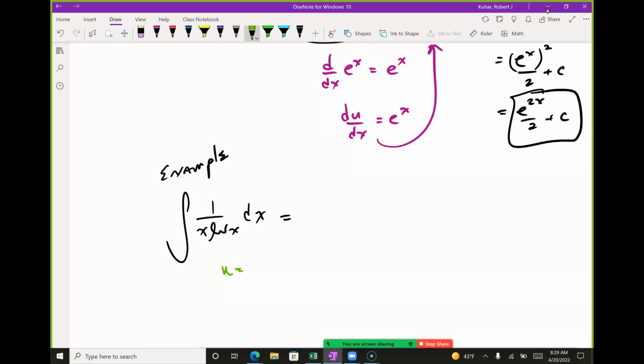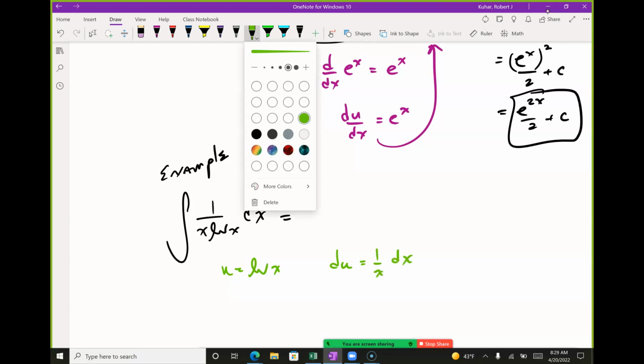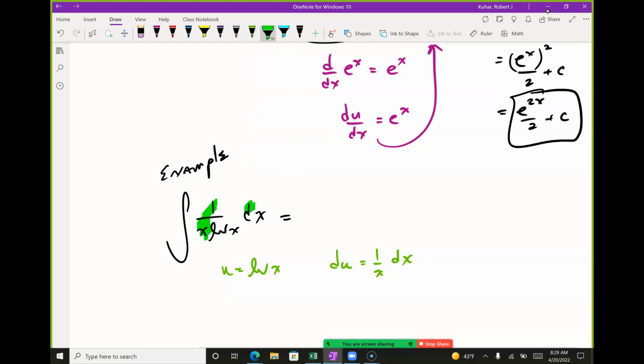Got it. ln x? Yep, ln of x. What's the derivative of ln of x? 1 over x. Good, 1 over x dx. Do you see a 1 over x dx? Yes. That's already my du. Right? So now I have the integral of 1 over u du. Back to level 1. I recognize the derivative. Everybody with me here?